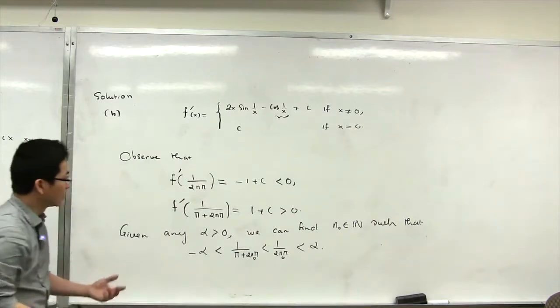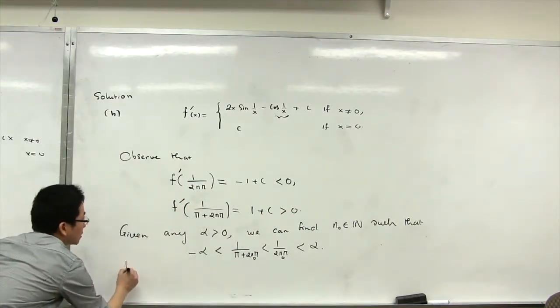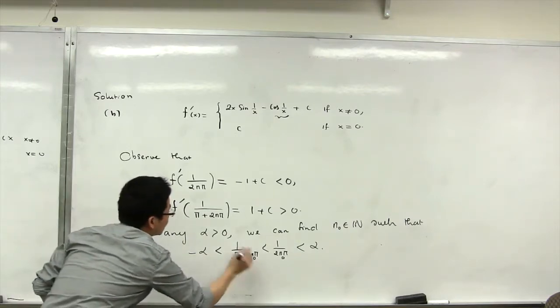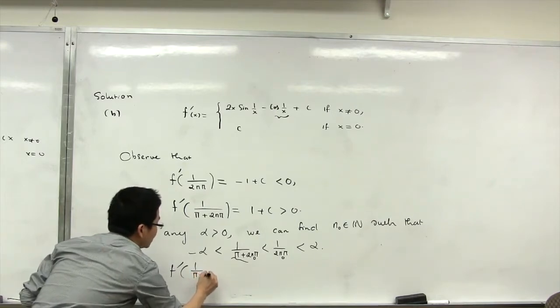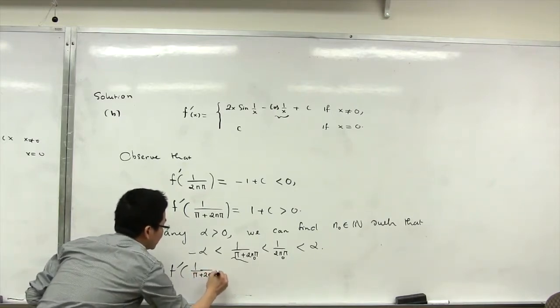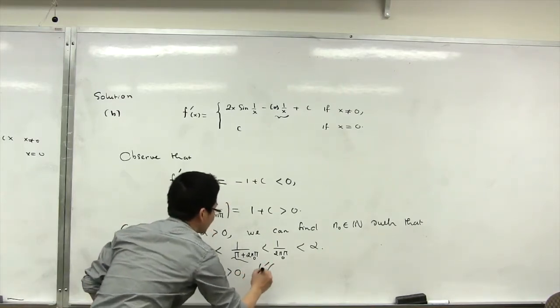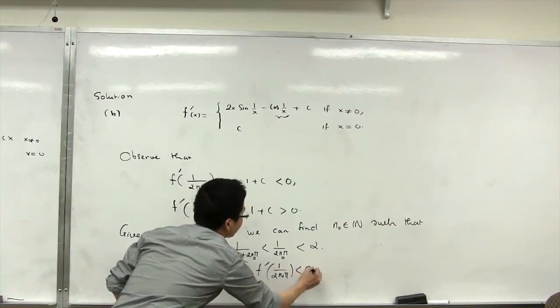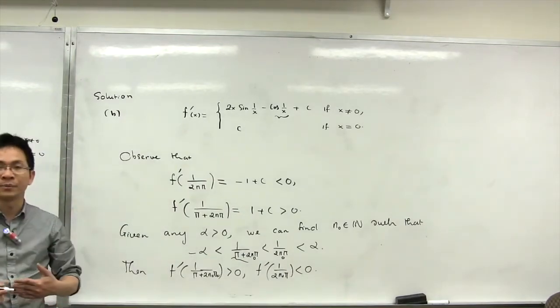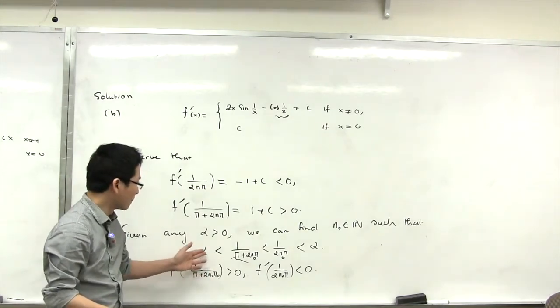Okay. So you can see that the derivative function at 1 over pi plus 2n naught pi is greater than 0, and the derivative function at 1 over 2n naught pi is less than 0. Therefore, the derivative function changes its sign on the interval minus alpha alpha.